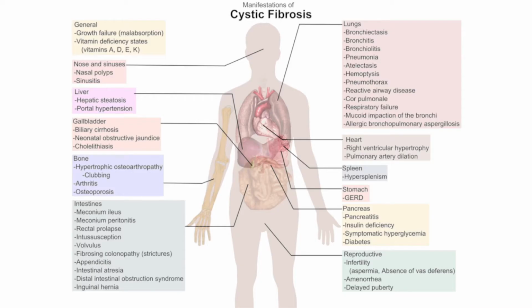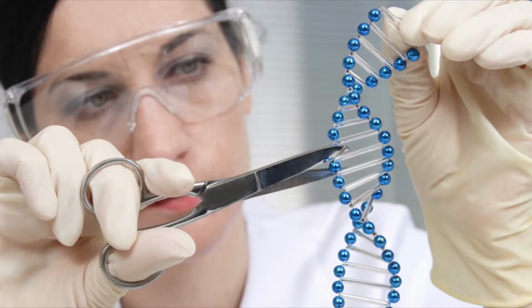The disorder has no cure, and therapy typically consists of symptom management rather than treatment. As cystic fibrosis is a genetic disease, can we use genetic engineering and synthetic biology to treat it? Obviously, we can't heat shock or electroporate humans in order to make them take up foreign DNA, so how do we get around this?